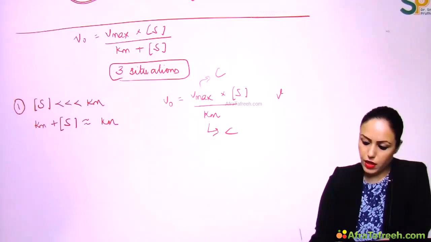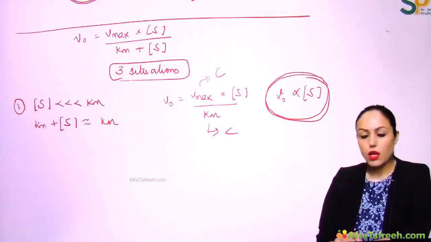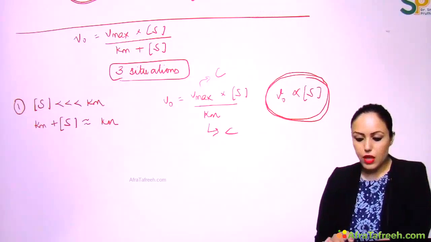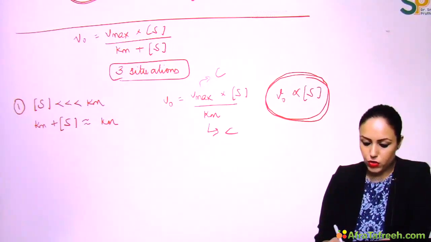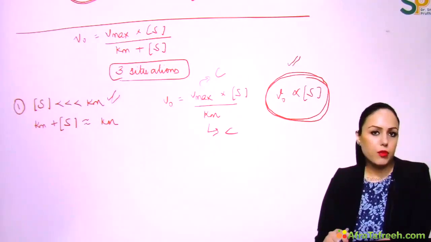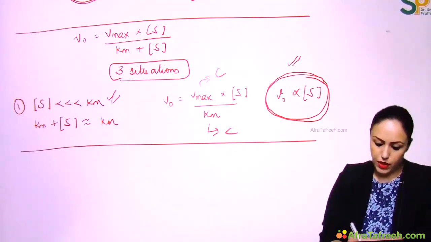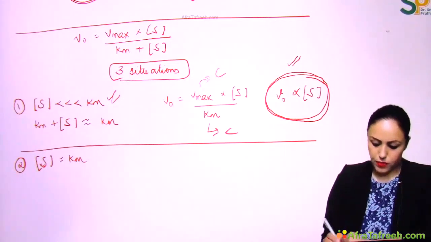So we can say that velocity is directly proportional to substrate concentration. I told you this initially also in the rectangular hyperbola graph, that during the initial portion of the graph, when substrate concentration is less than Km, then velocity is directly proportional to substrate concentration, right? Then second is when substrate concentration is equal to Km.